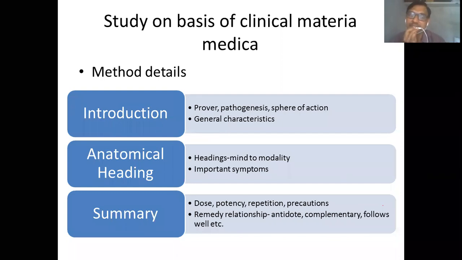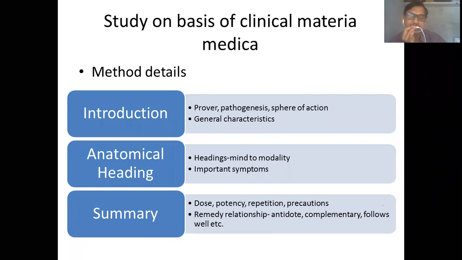That means first is the mind, then head, then ear, nose, face, stomach, abdomen, up to the extremities, and lastly the modalities. So the various important symptoms are arranged under these anatomical headings. So this is the second part of the description of this type of materia medica.